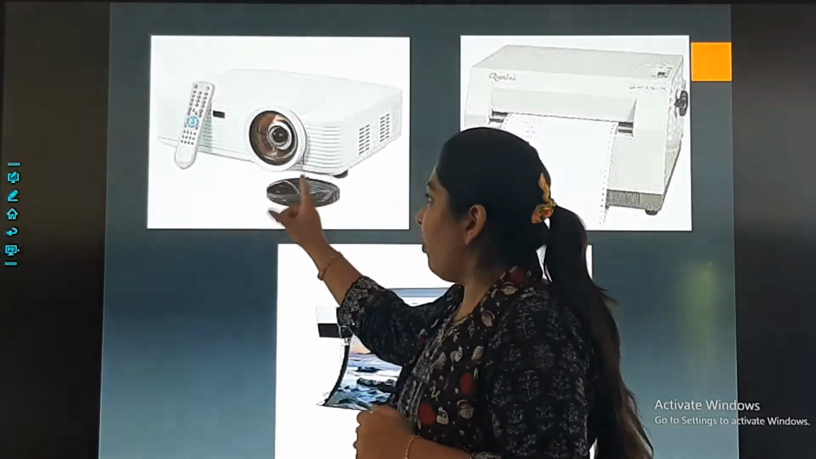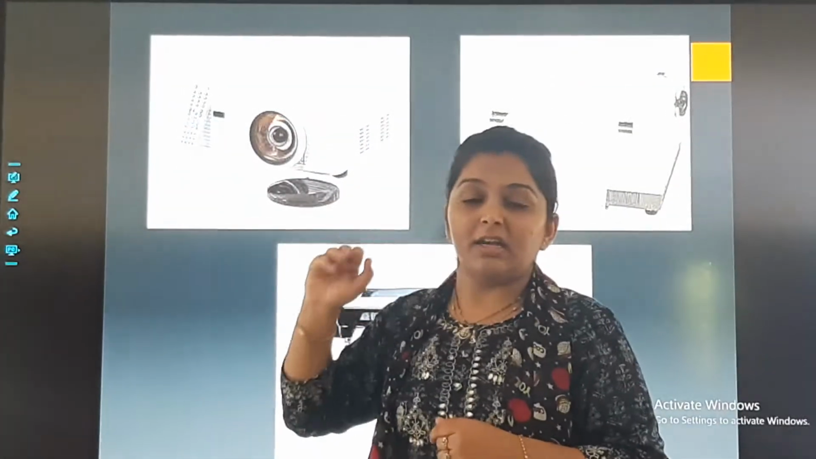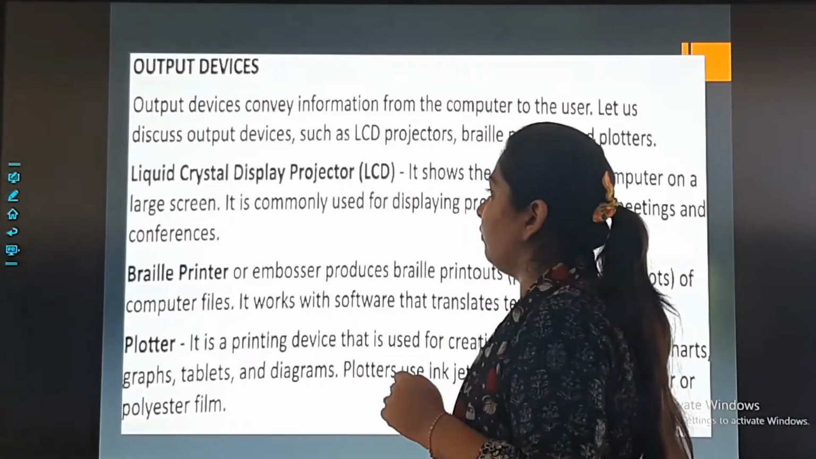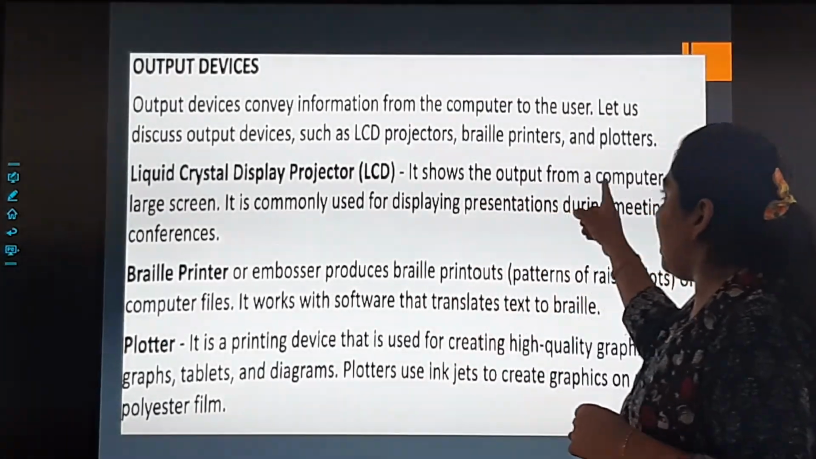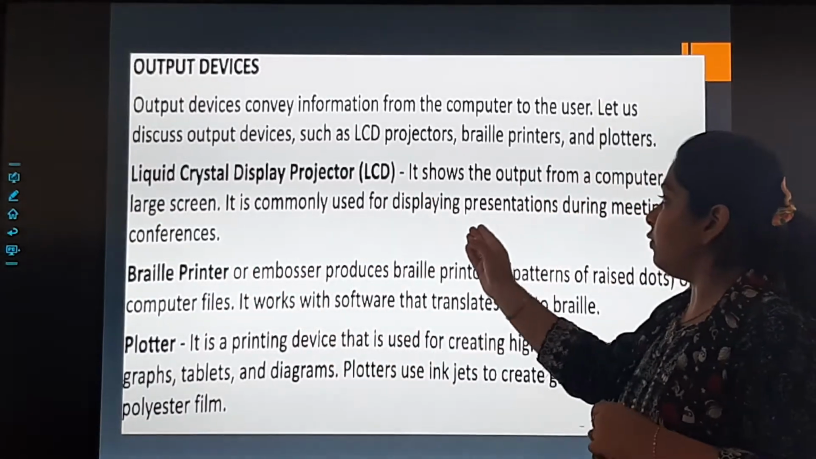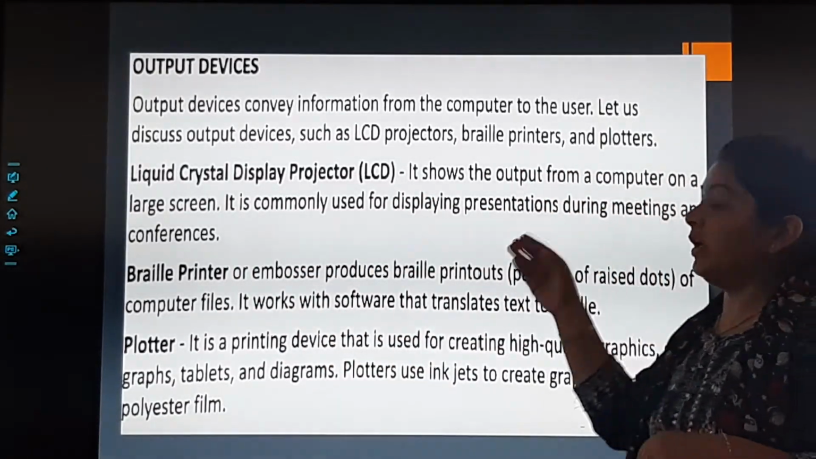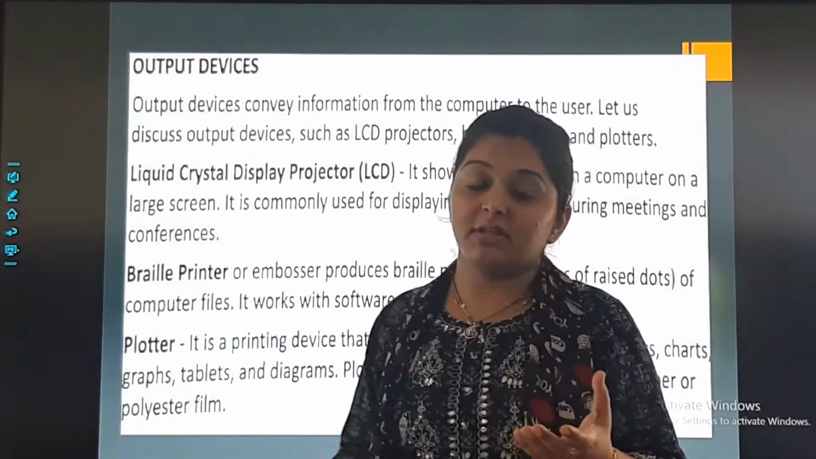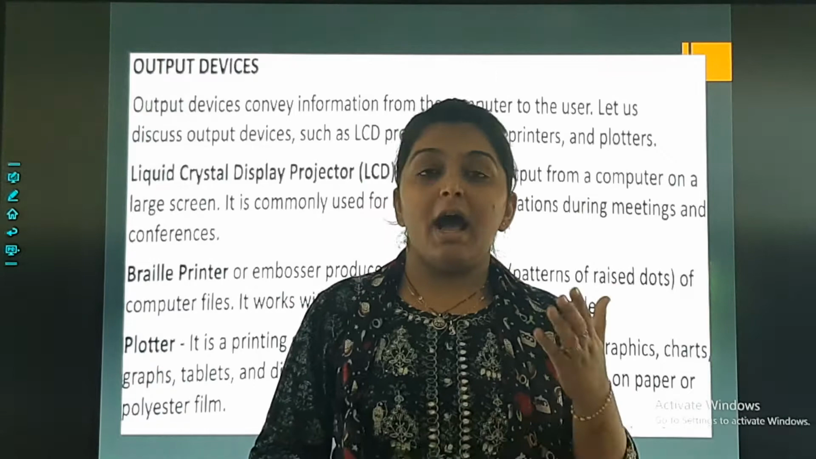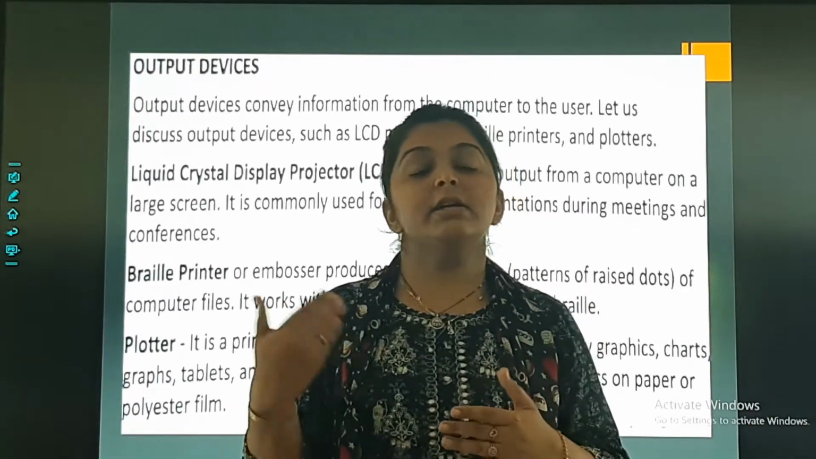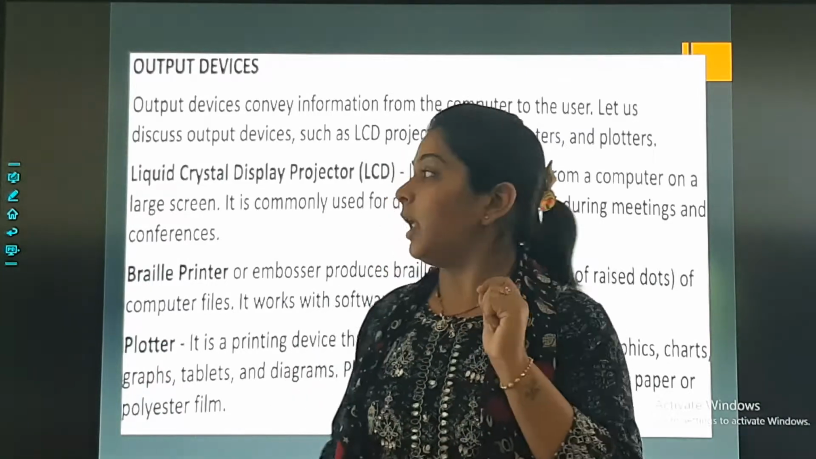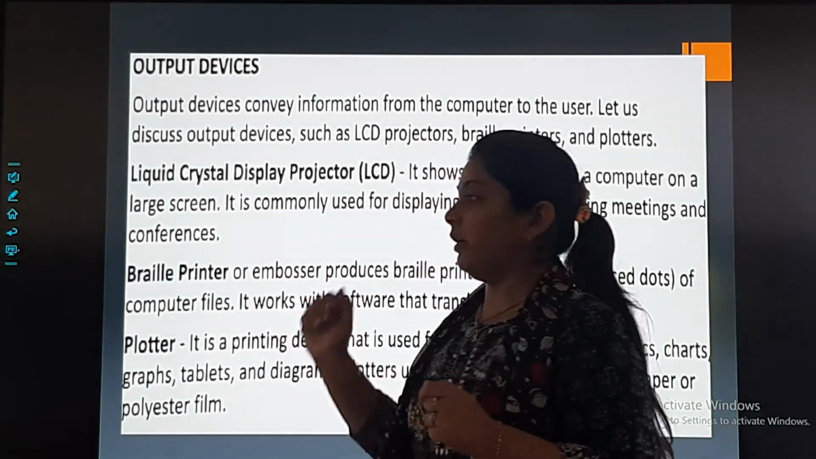It is a type of an LCD projector, that is a liquid crystal display projector. Now, it shows the output from a computer on a large screen. It is commonly used for displaying presentations during meetings and conferences. It is also showing us the result as well. Is it clear? Yes? Next, Braille printer.